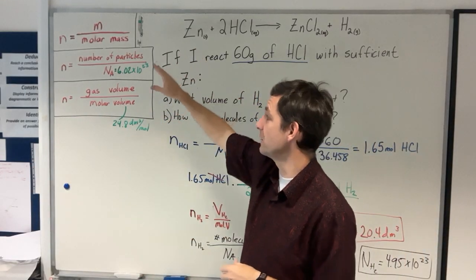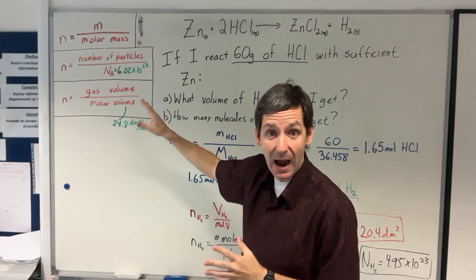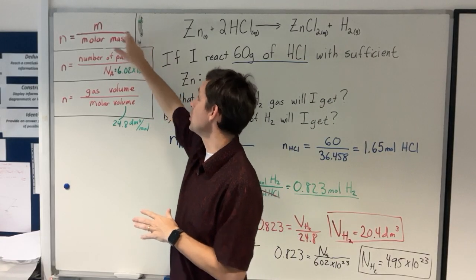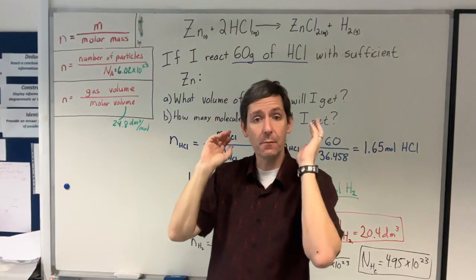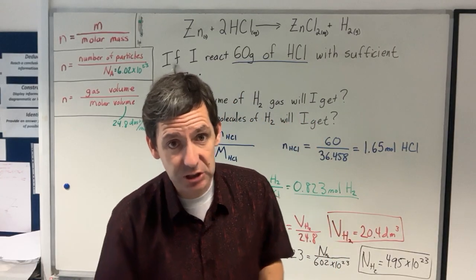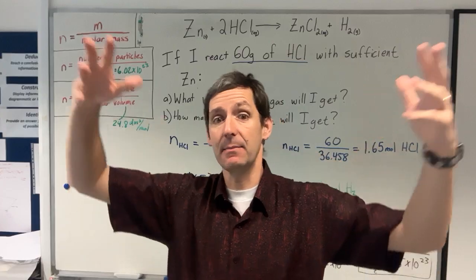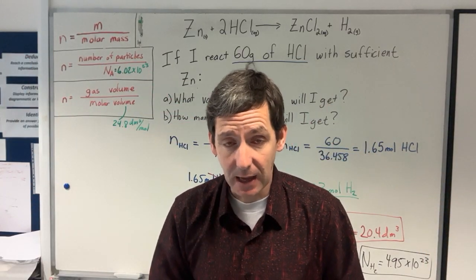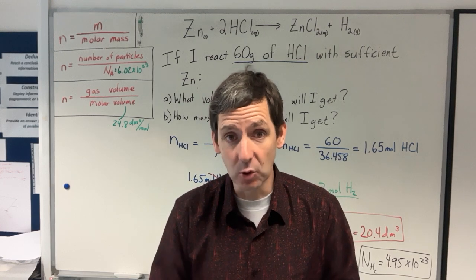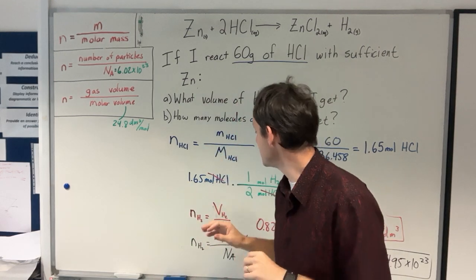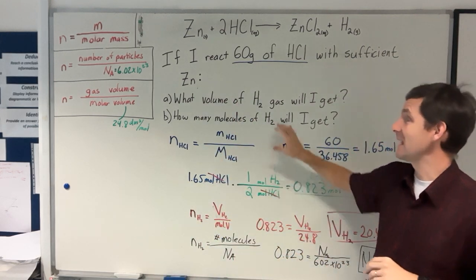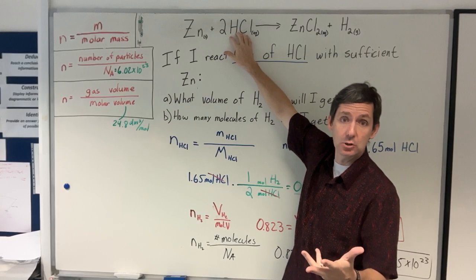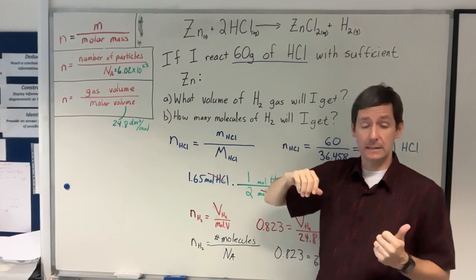Figure out which one of these three you have. Do you have volume? Do you have number of particles? Or do you have mass? And go from that to moles first. If you have a question that's asking about something else, that's probably what you need to do first. Okay? Once you have the moles, then you use the mole ratio to connect whatever it is that you have information about to whatever it is that you want information about.